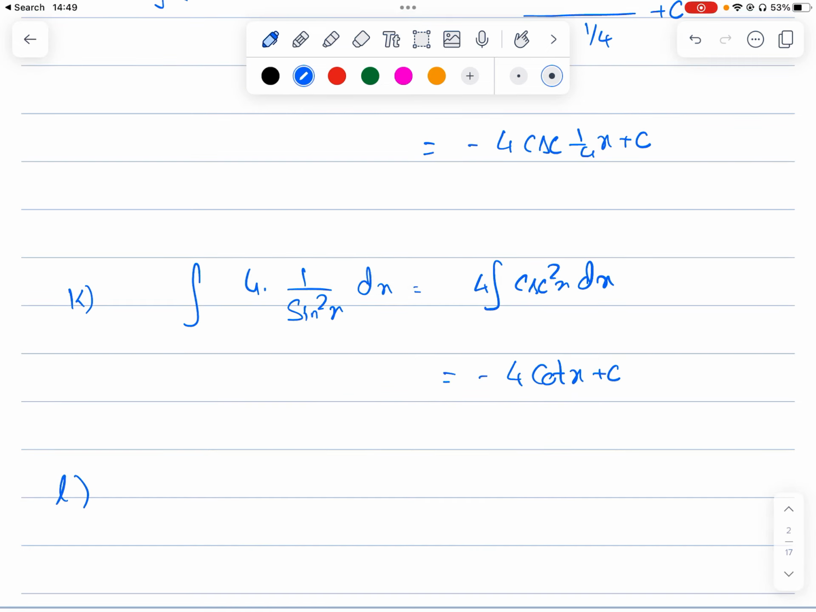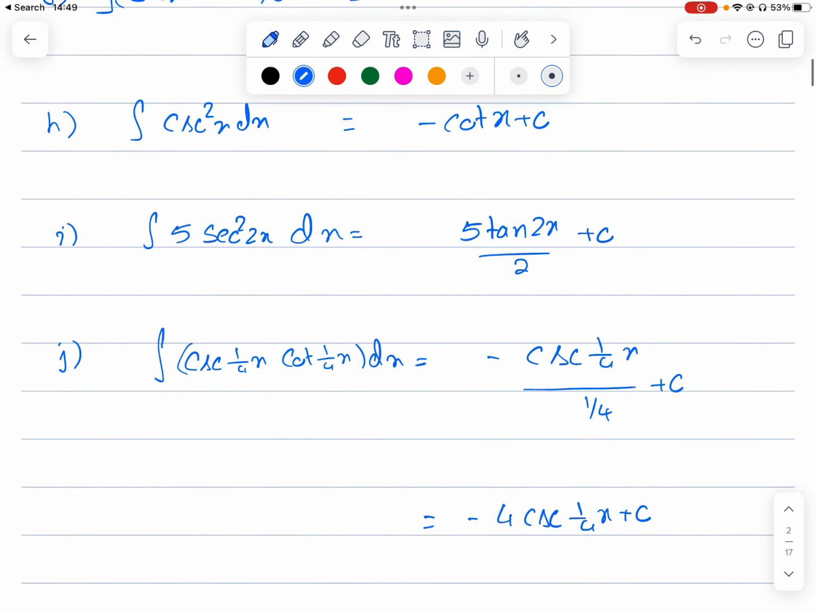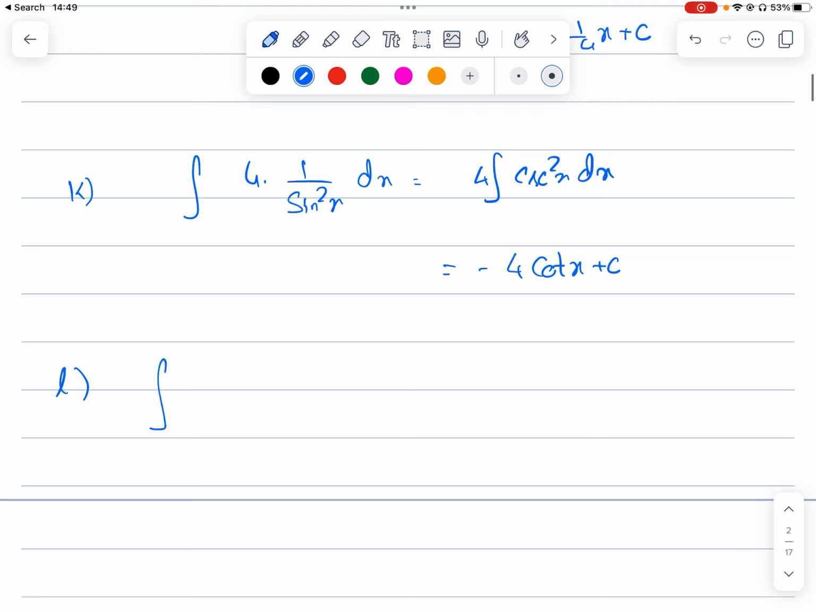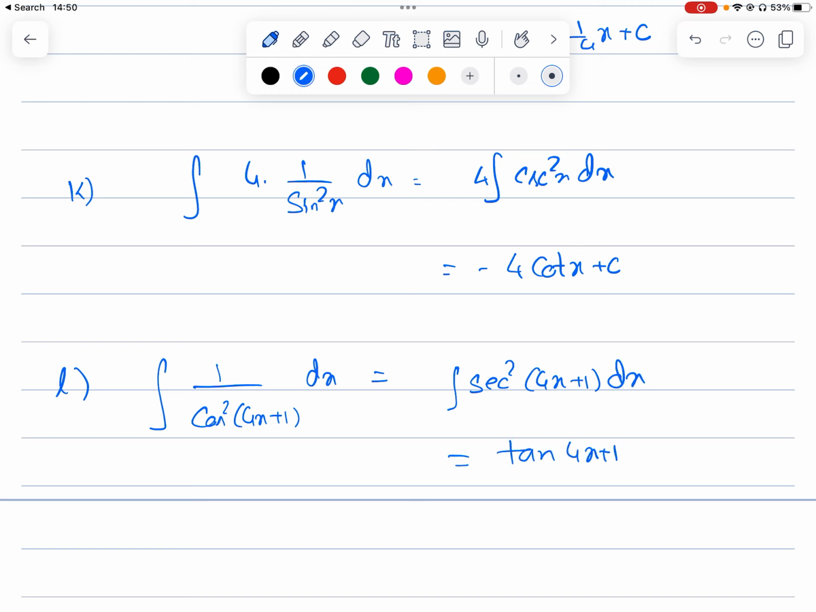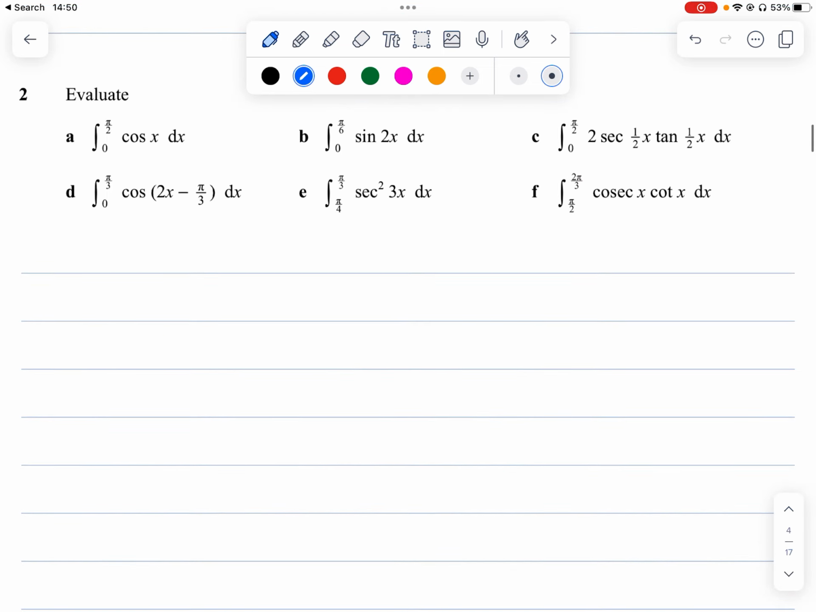Next is L. Finally, L, 1 upon cos square of 4x plus 1. Integral of 1 upon cos square of 4x plus 1 dx. 1 upon cos square is secant square. Secant square 4x plus 1. Secant square x integral is nothing but what? Tan of 4x plus 1 upon 4 plus c. That completes question number 1.